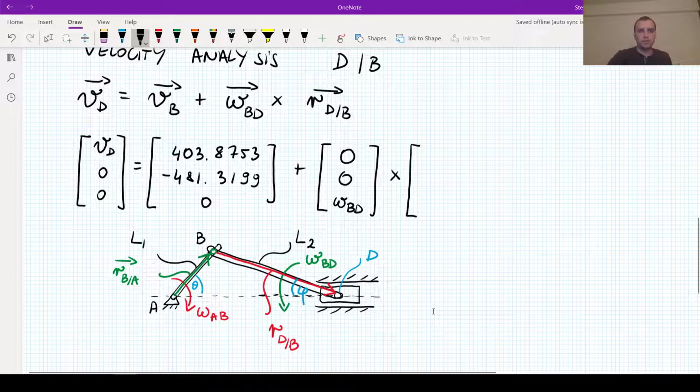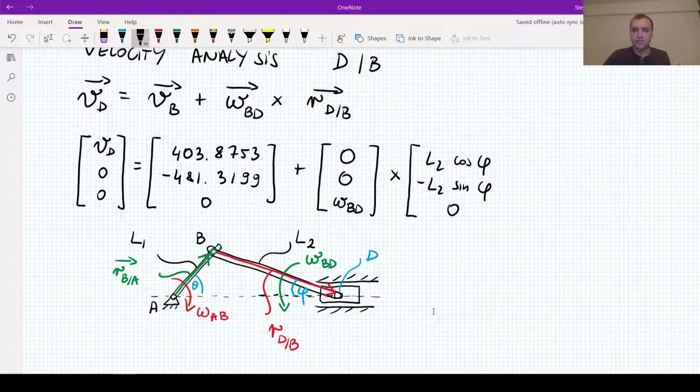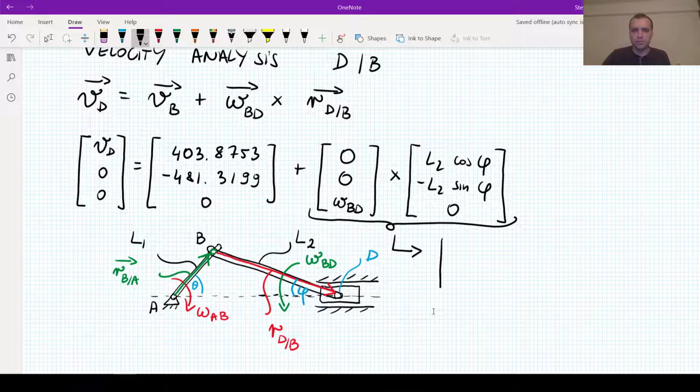So I believe that the components of our vector r_D/B will be the following: L2 cosine psi, minus L2 sine psi, 0. This is actually not psi, this is theta. Okay, we can call it psi, just for the purpose of this video. So now let's find this determinant.